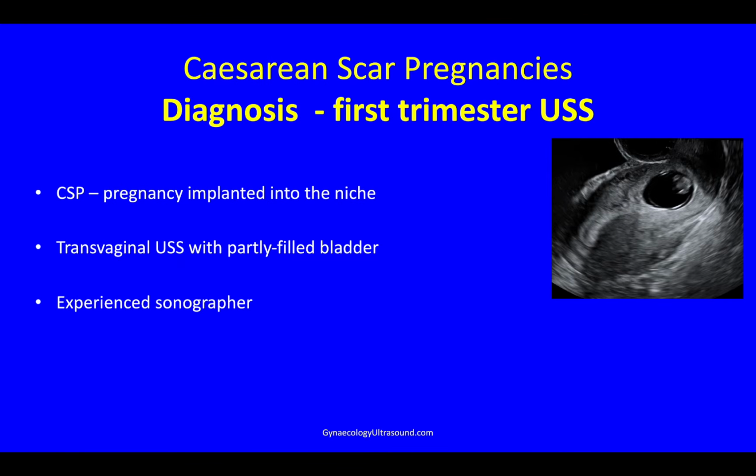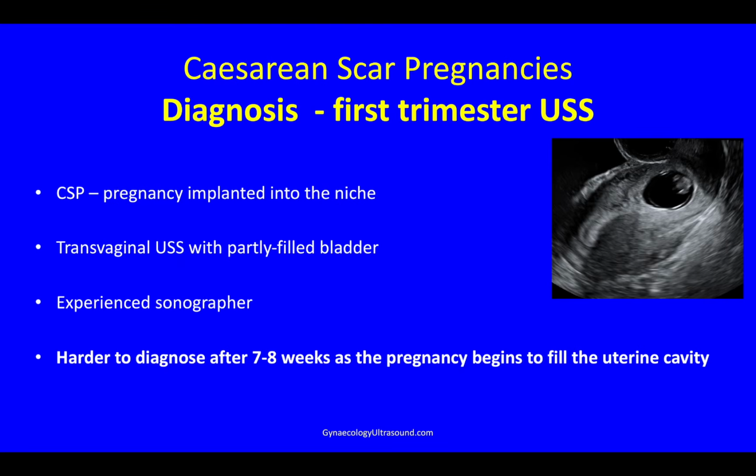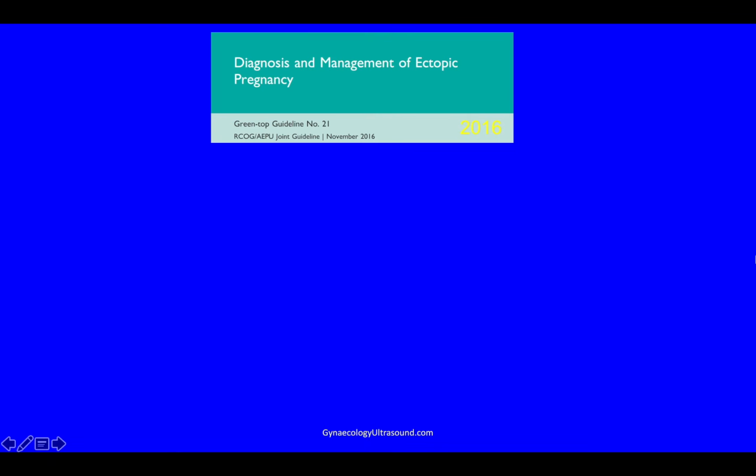You need some experience of diagnosing these, and it's much harder to diagnose a scar pregnancy after about 7 or 8 weeks, as this pregnancy becomes intrauterine, and at that point you have an intrauterine pregnancy and you have to try to imagine exactly where the placentation is.